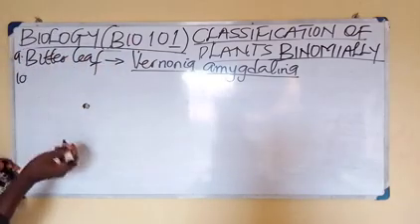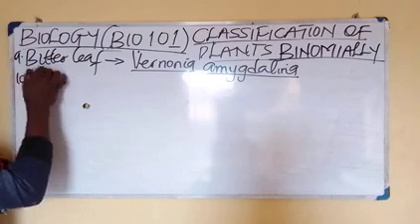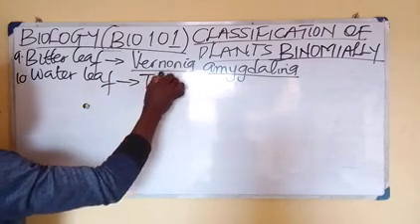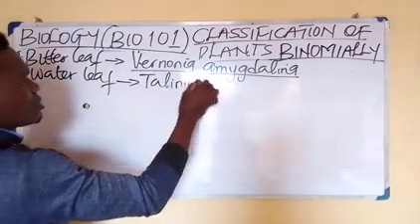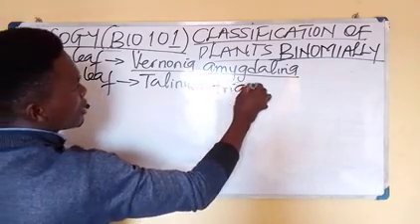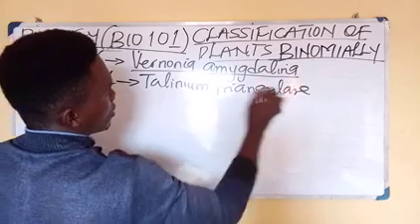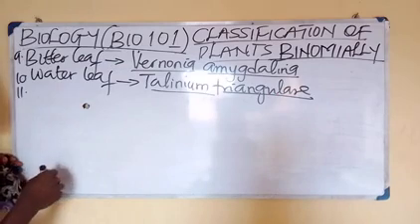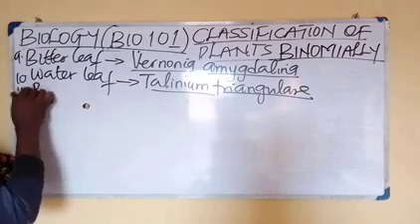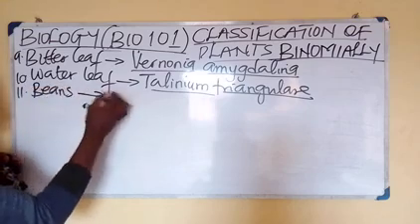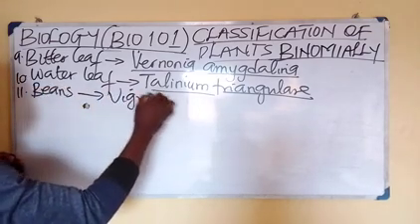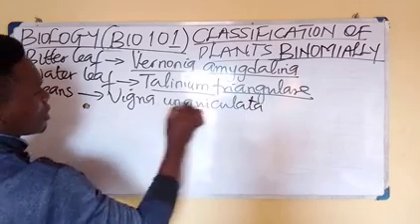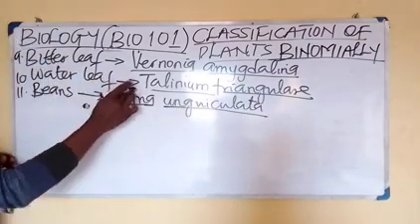Ten. Let me also give you this one. Very common plant. Water leaf. Water leaf we call Talinum triangulare. These are common plants. Eleven. Very common. Let us look at beans. Beans is very easy. Vigna unguiculata. Very common names.